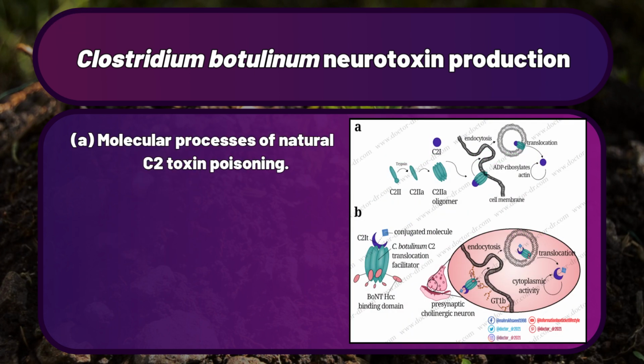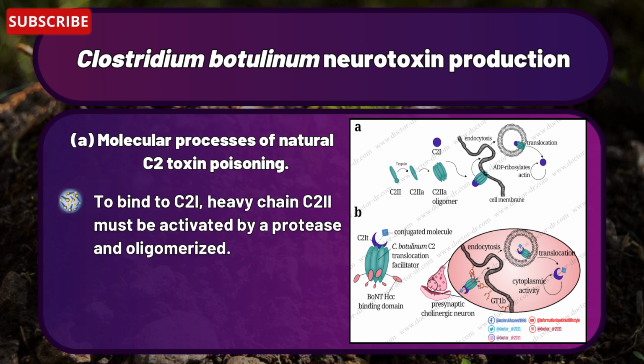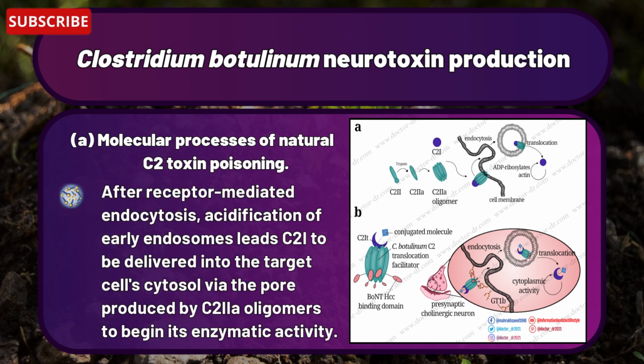In this figure, you can see in number A, molecular processes of natural C2 toxin poisoning. To bind to the receptor, heavy chain C2 type 2 must be activated by protease and oligomerized. After receptor-mediated endocytosis, acidification of early endosomes leads C2 type 1 to be delivered into the target cell cytosol with the help of the pores produced by C2 type 2 oligomers to begin its enzymatic activity.